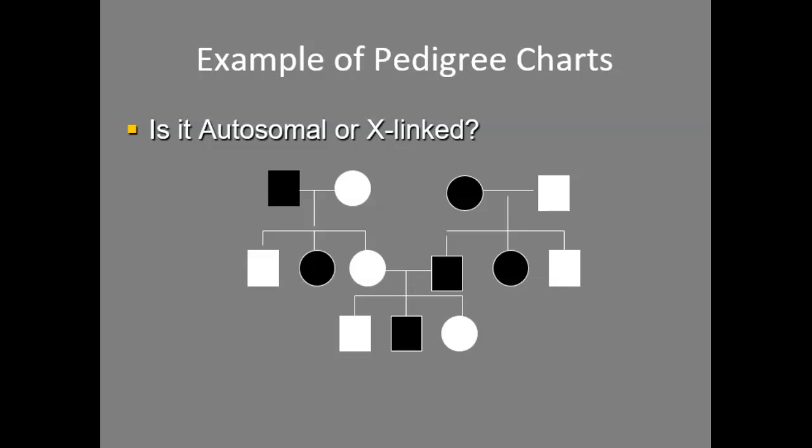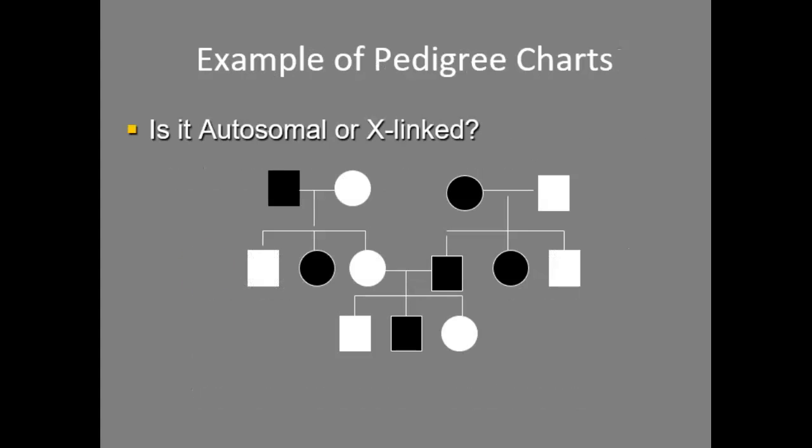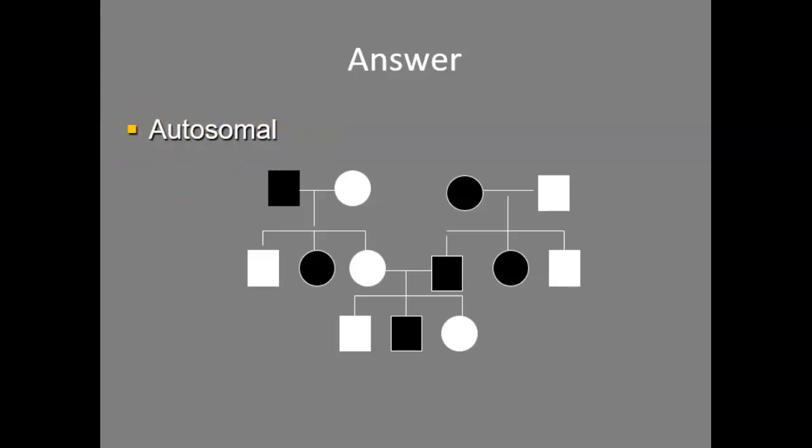So if we look at this trait here, this tree, is it autosomal or X-linked? Go back to what we said. If most of the males in the pedigree are affected, it's X-linked. But if it's about 50-50, it's going to be autosomal. So if we look here, we've got 1, 2, 3 males and 1, 2, 3 females, which is about 50-50. So this pedigree is autosomal, right? Because we have about a 50-50 mix between males and females. 3 men have it, 3 women have it, so it is probably autosomal.